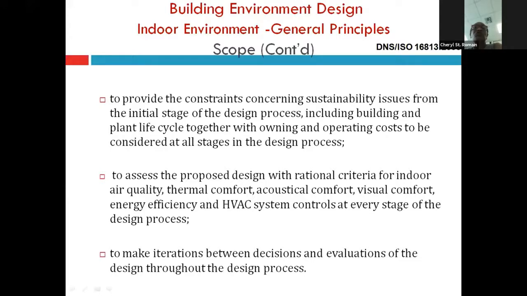The aim is to provide the constraints concerning sustainability issues from the initial stage of the design process, including building and plan cycle, together with owning and operating costs to be considered at all stages of the design process. Also to assess the proposed design with rational criteria for indoor air quality, thermal comfort, acoustical comfort, visual comfort, energy efficiency, and HVAC system controls at every stage of the design process, to make iterations between decisions and evaluations of the design throughout the design process.